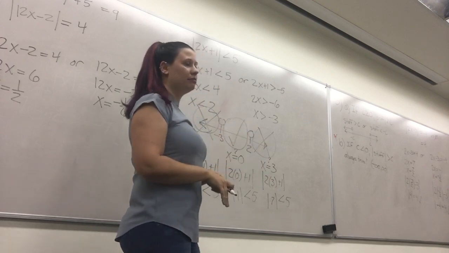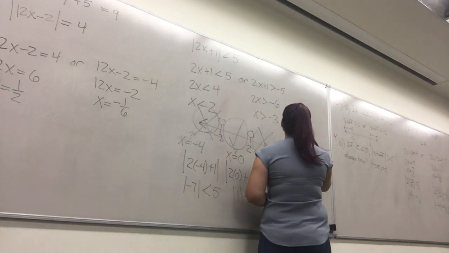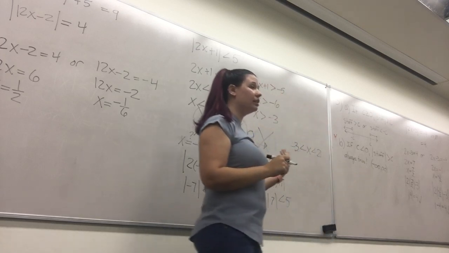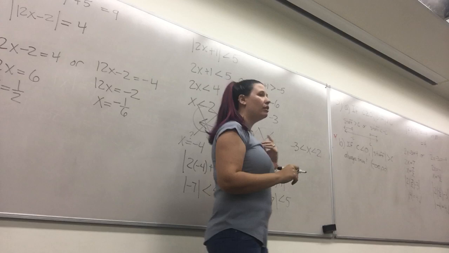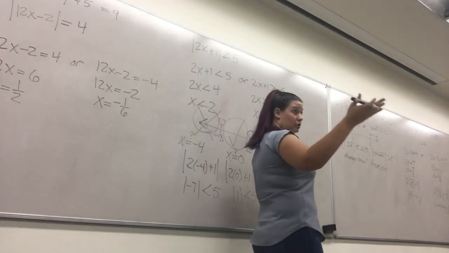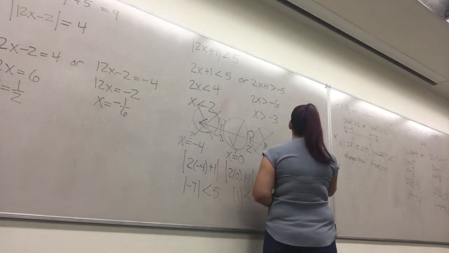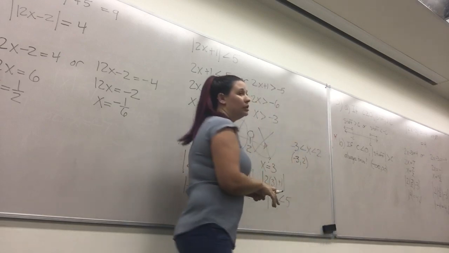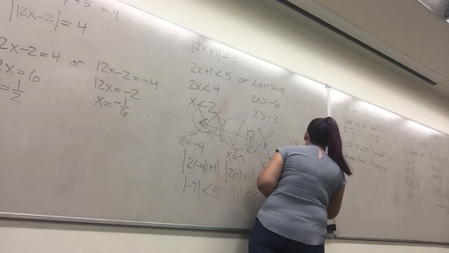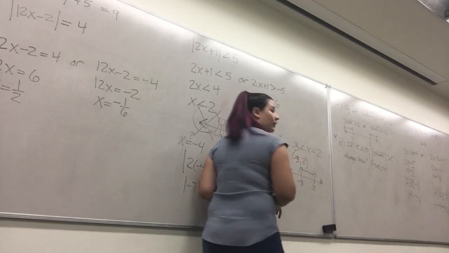What's our interval then? -3 less than x less than 2. That's one way of writing it, right? That's in inequality notation. Okay, what about in interval notation? -3, 2 with parentheses. Yes, -3, 2 with parentheses because they're both open circles. And the number line would look like -3, 2 open circles and connect them, right?